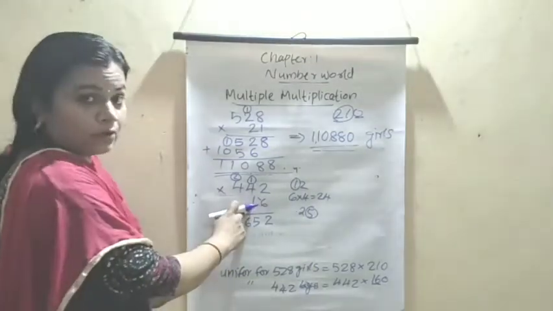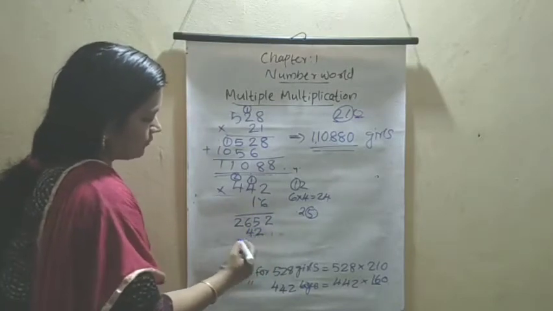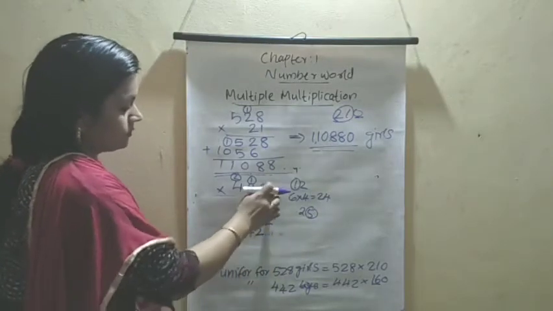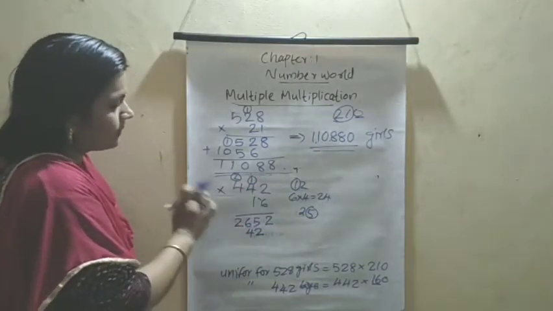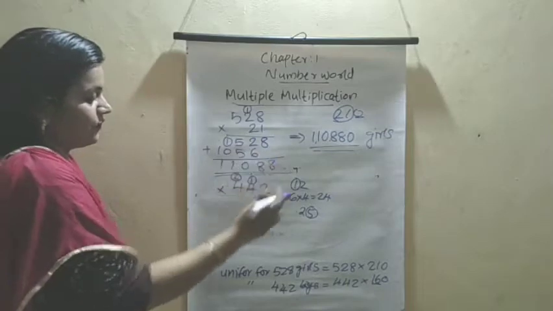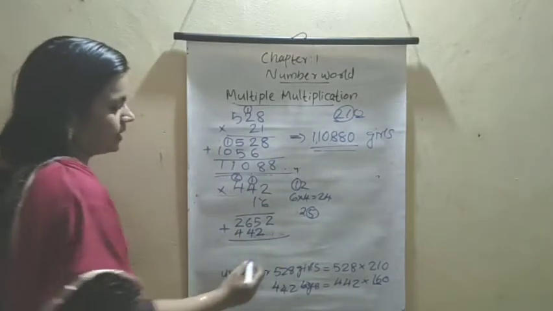This is 1. Table 1. So very easy. 2 1s are 2. 2 4s are 4. 2 1s are 2. 1 4 is 4. 1 4 is 4. Again 1 4 is 4. Then add these two numbers.